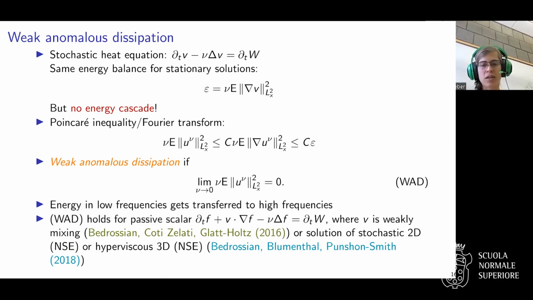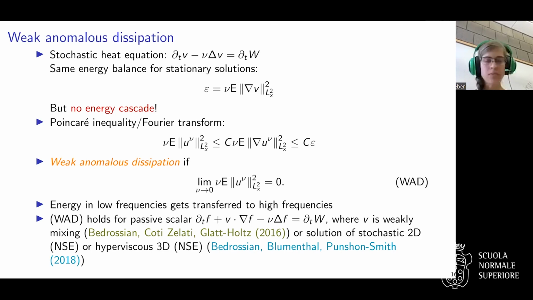And also more recently, if the velocity field v here comes from the stochastic 2D Navier-Stokes equations or hyperviscous 3D Navier-Stokes equations, and I think also for Galerkin truncations of the 3D Navier-Stokes equations, then f also satisfies the weak anomalous dissipation condition. This was done in a recent work by Bedrossian, Alex Blumenthal, and Sam Punshon-Smith.